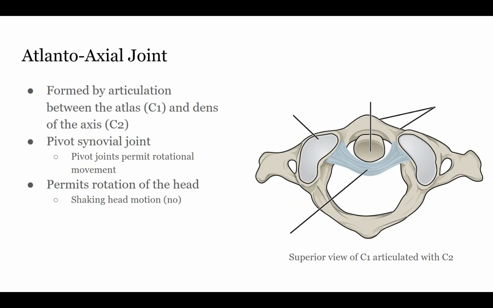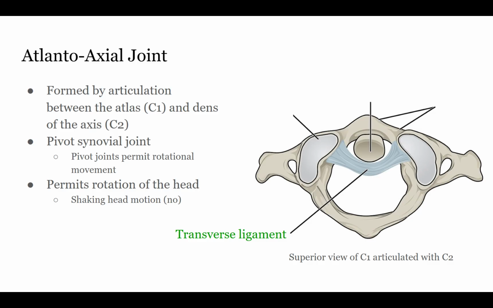The atlantoaxial joint is formed by the articulation between the atlas and the dens of the axis. In the image on the right, we can see a superior view of the C1 bone articulated with the C2 bone. In this image, we see a structure that we didn't see in one of the images we saw previously, which is the transverse ligament. The main function of the transverse ligament is to keep the atlas, or the C1 bone, from moving forward over the axis, or the C2 bone, and to keep the dens of the axis in place against the atlas.